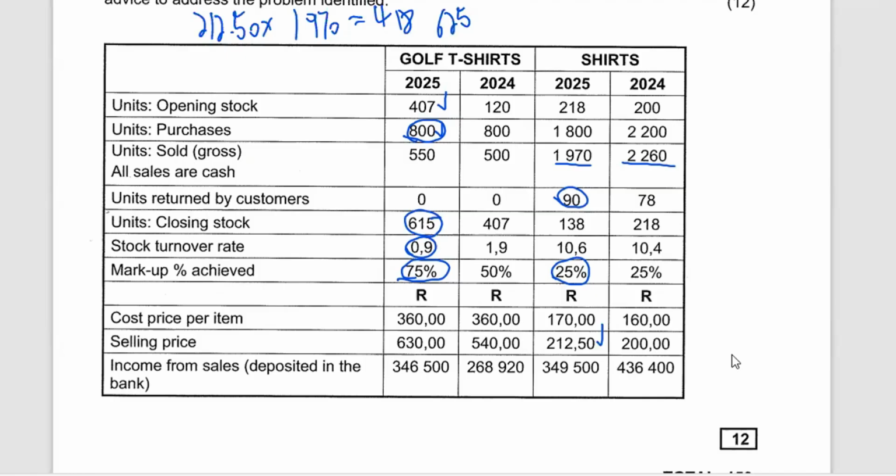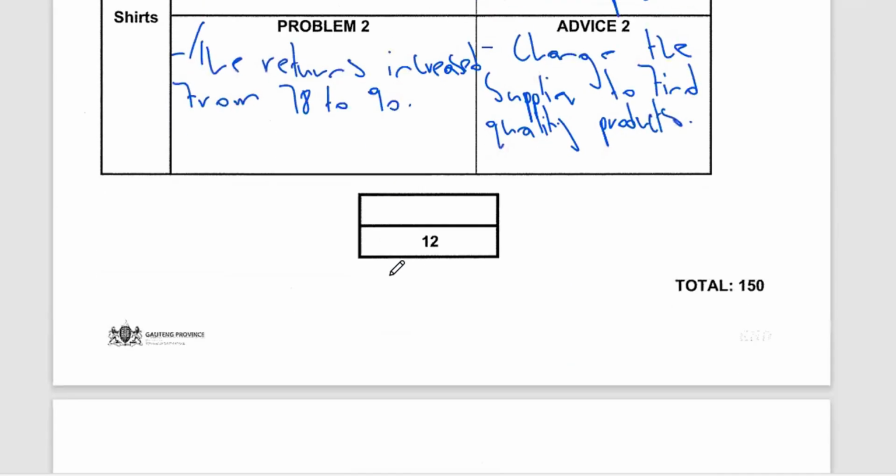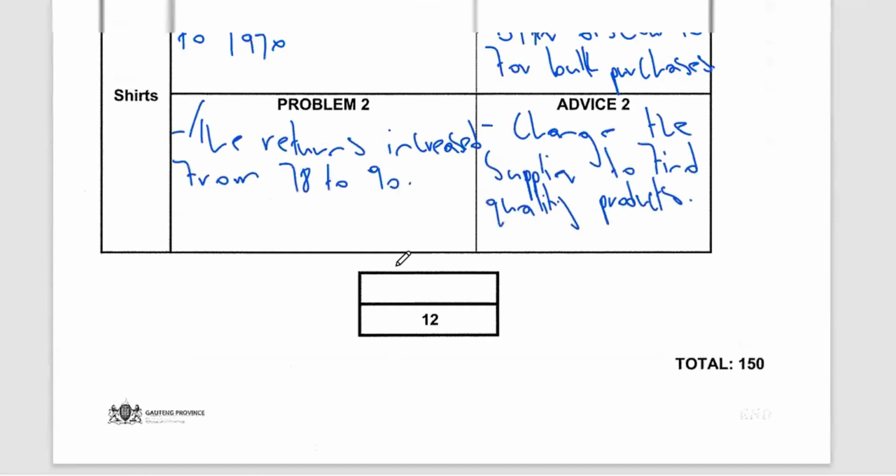And how much is our missing cash? Our missing cash will be 69,125, because we're going to say 418,625 minus 349,500. So guys, we are done with our question paper.